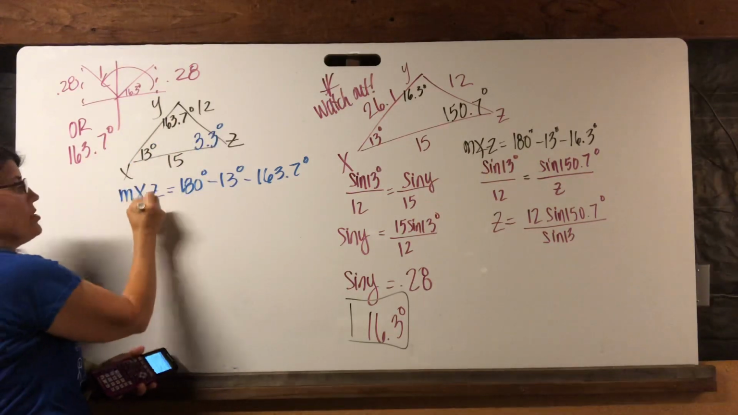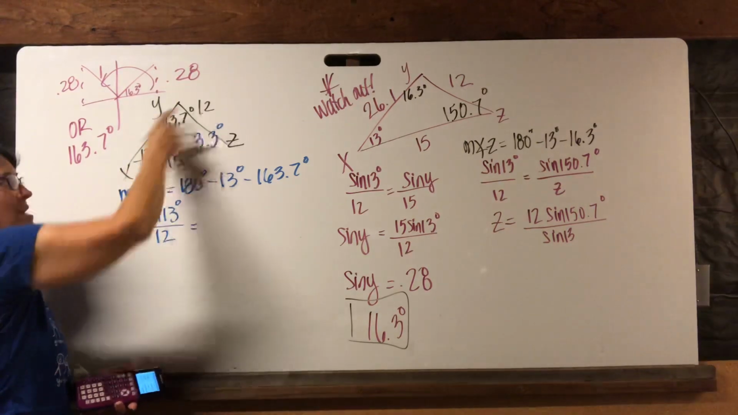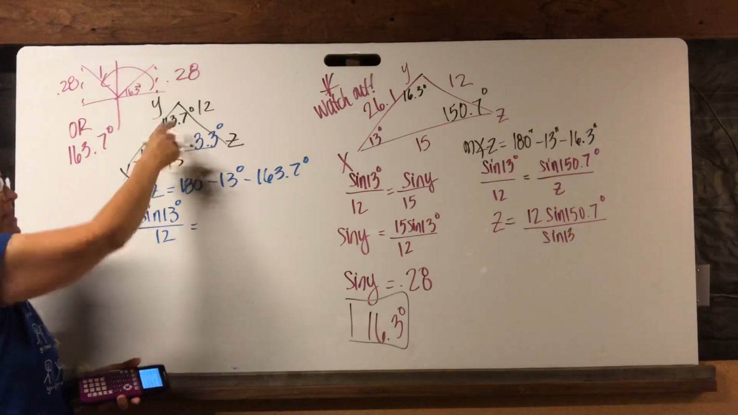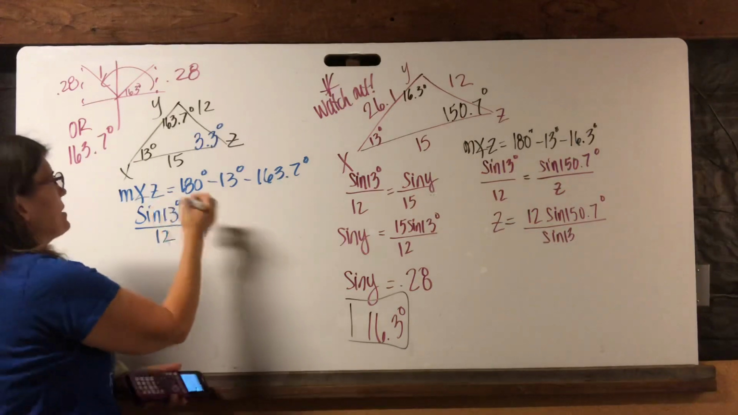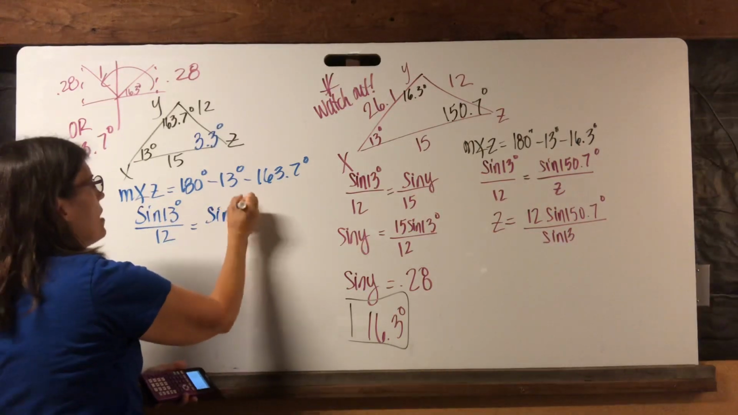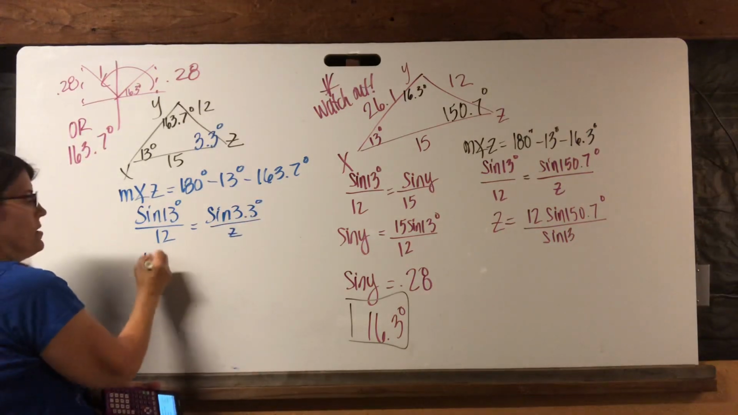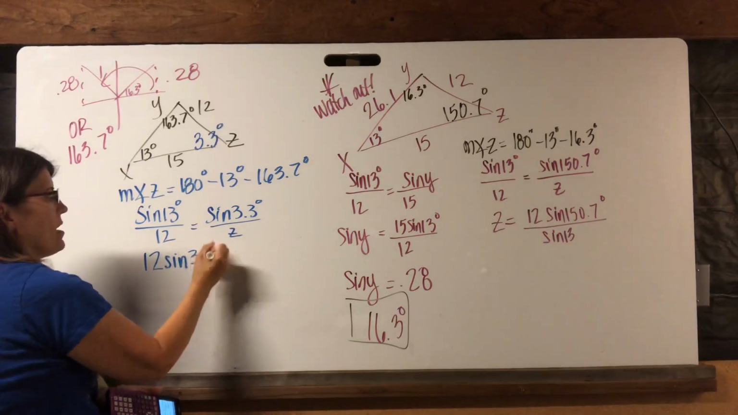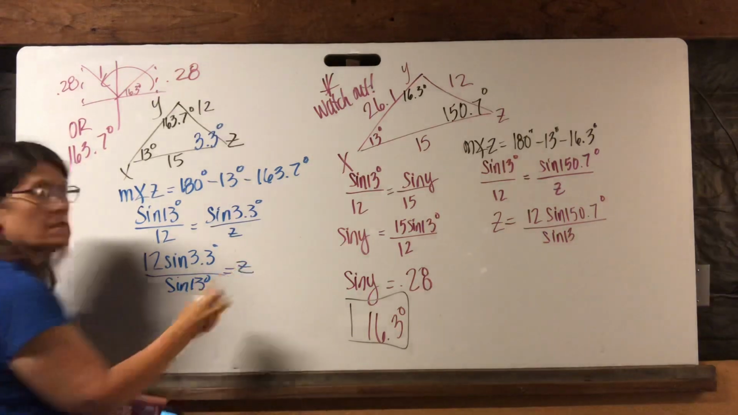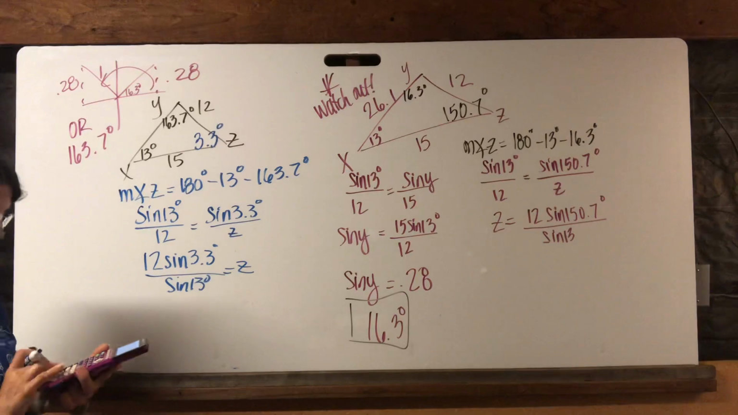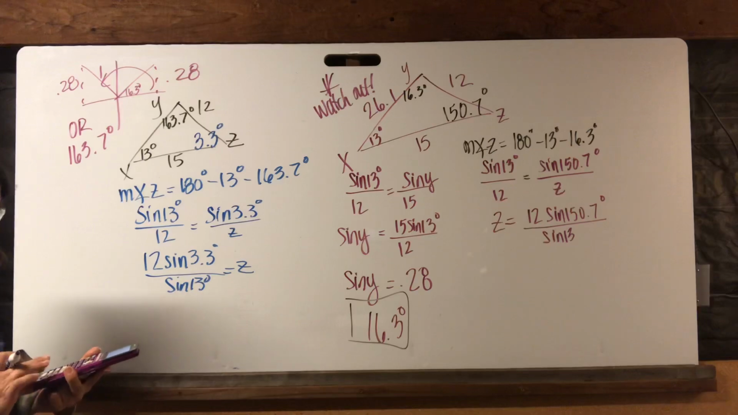Again, I'm going to use the sine of 13 over 12, because that's given information. Could you use 163.7 degrees over 15? Sure, but what if your 163.7 isn't right? So use the given. That's going to be equal to the sine of 3.3 degrees over Z. So 12 times the sine of 3.3 degrees over the sine of 13 is equal to Z. Here we go. 12 times the sine of that divided by the sine of 13. That's 3.1.